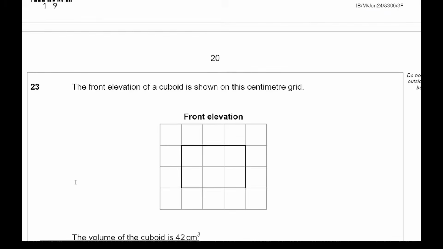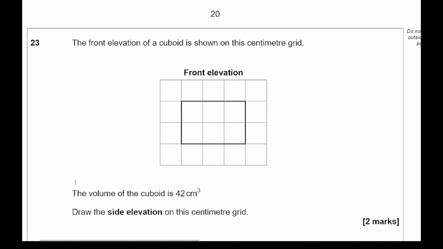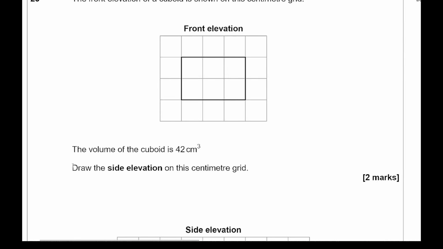Next, moving on to question 23, it says the front elevation of a cuboid is shown on this centimetre grid. And the question is telling me that the volume of the cuboid is 42. Draw the side elevation on this centimetre grid. Now looking at this, to work out the volume, it's the length times the width times the height. The height of this particular cuboid is 2, the width is 3, 2 times 3 is 6, so I've got 42 equals L times 6, so L has got to be 7.